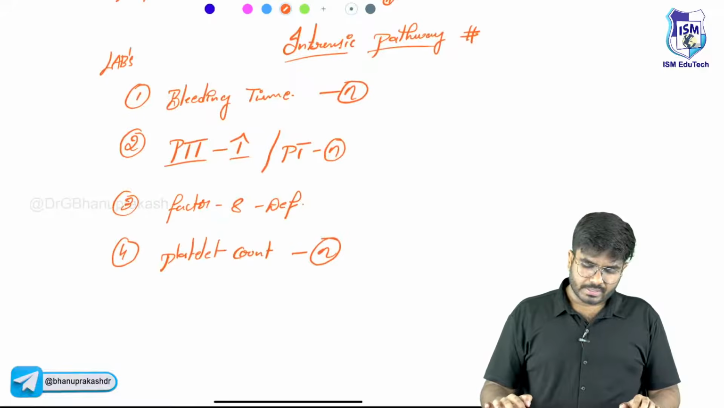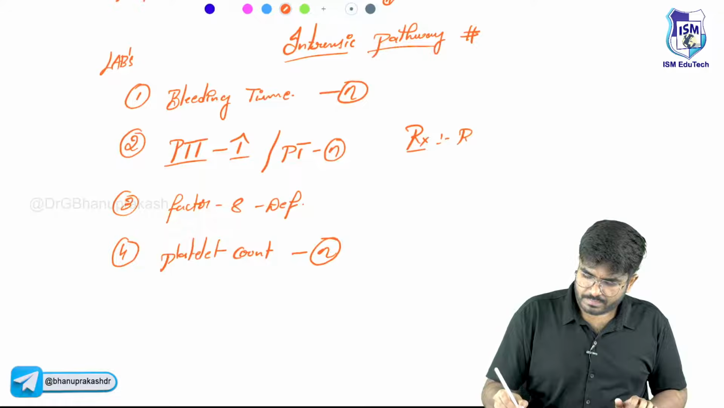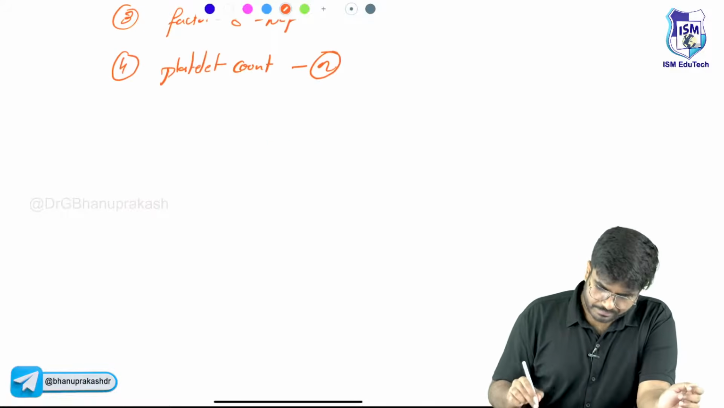Something like that. So what is the treatment? The treatment is just recombinant factor number 8. Recombinant factor number 8. Next, hemophilia B.